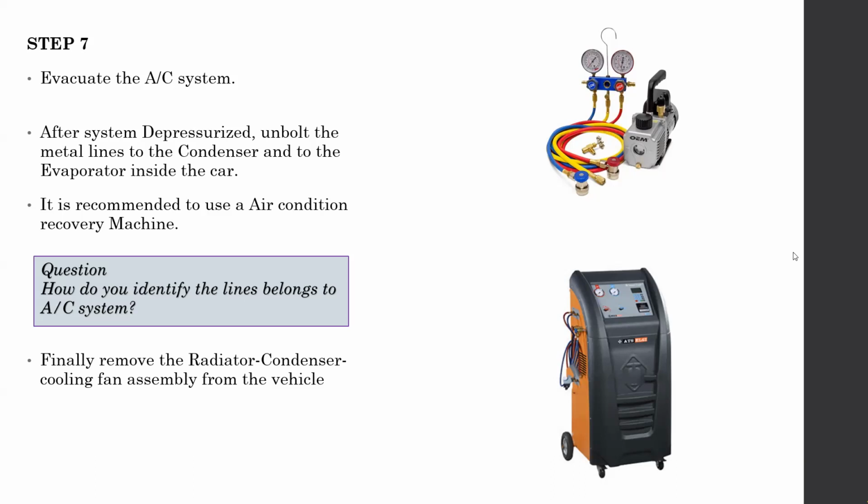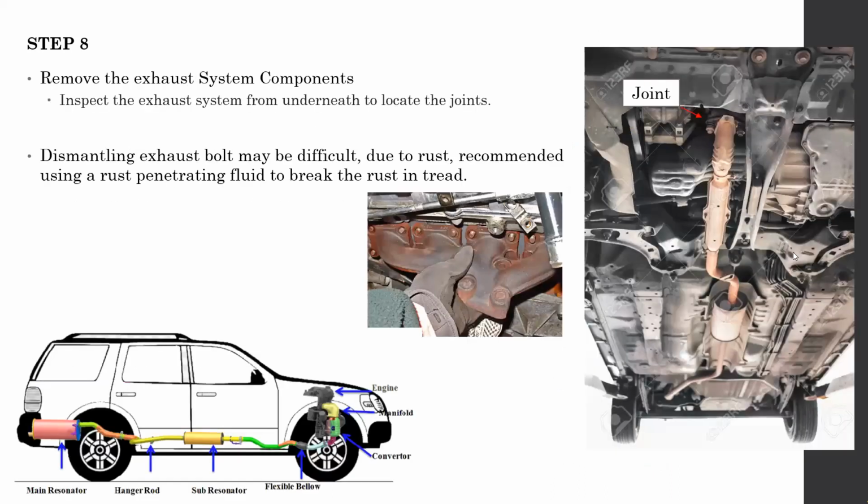It's a thick hose with a thick rubber cover and an aluminium pipe going in the middle. Not an aluminium hose, actually, an aluminium pipe. Those are hard lines, not rubber lines. But there's a rubber cover outside of it to avoid heat absorption by the cool refrigerant going in there. So finally, you can remove the radiator, condenser and cooling fan assembly from the vehicle.